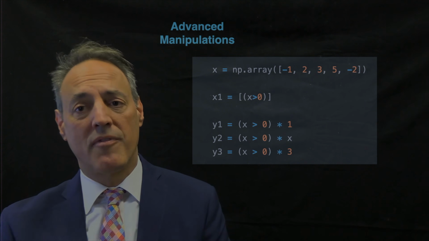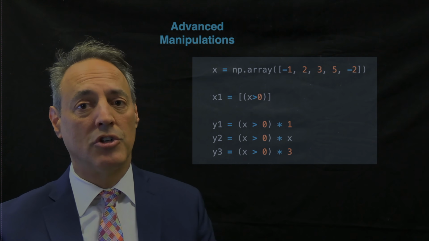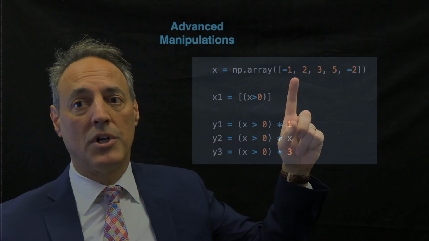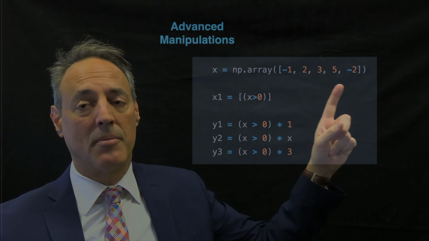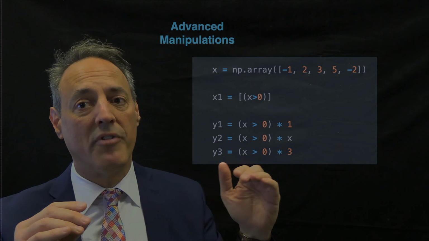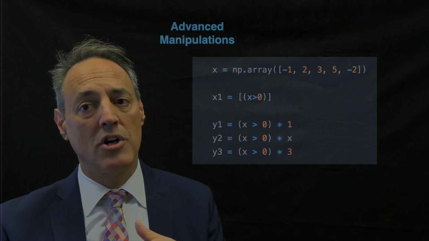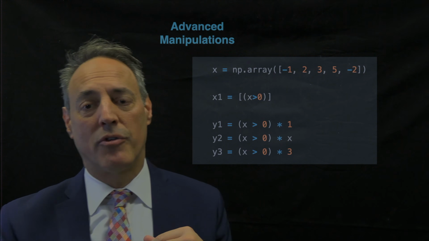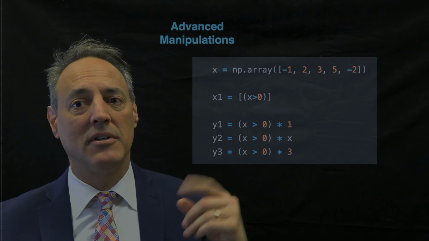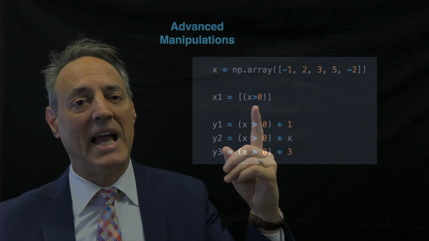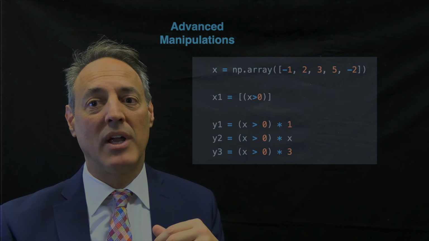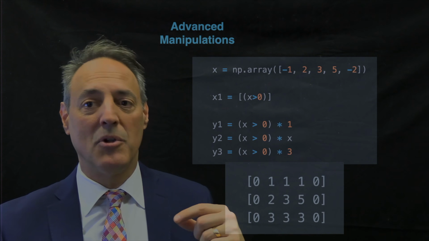There's even some more advanced manipulations you can do. You can take something like this vector here, which is a series of 5 numbers, right? So it's a row vector, and I can start doing different things with this. I'm going to show you what this looks like. So for instance, I'm going to make a new vector, x1, which is x greater than 0. So let me walk you through what it's going to create.